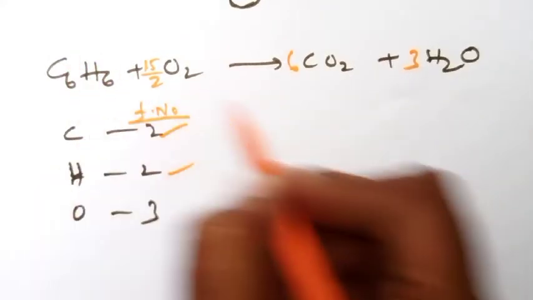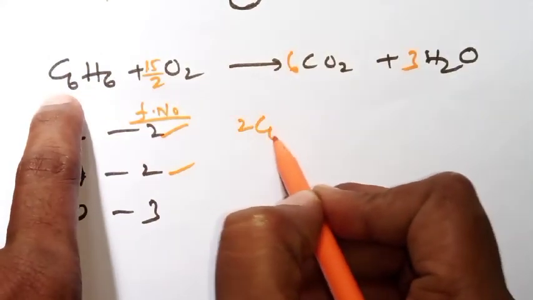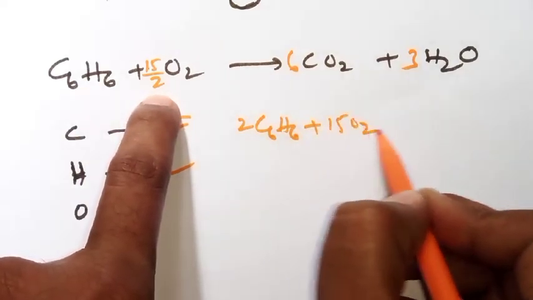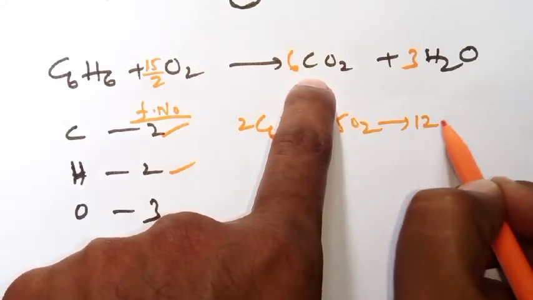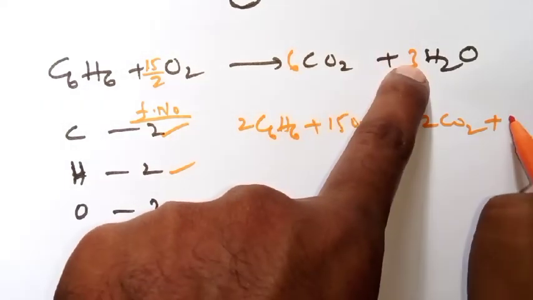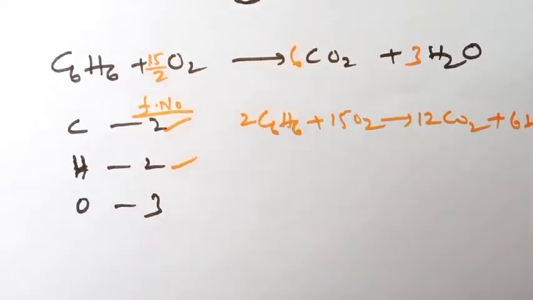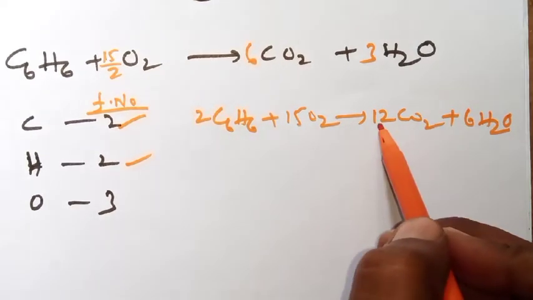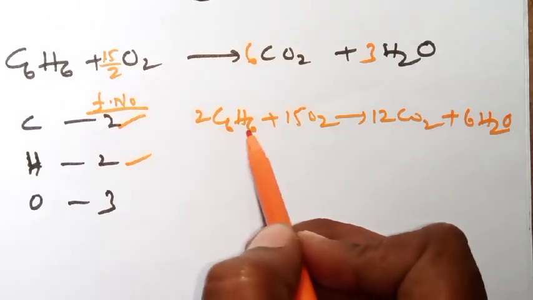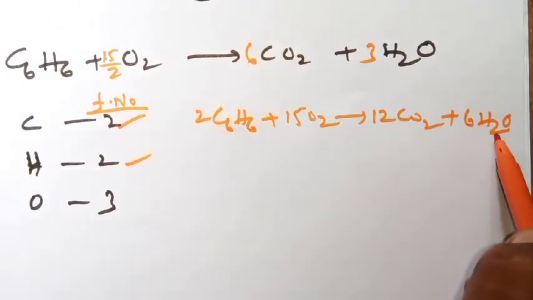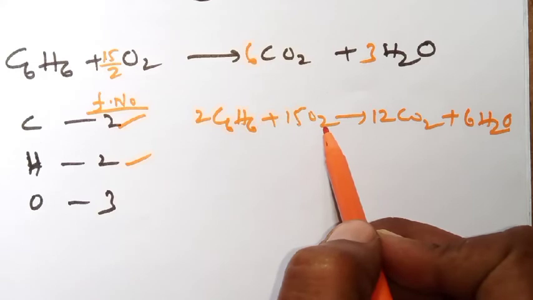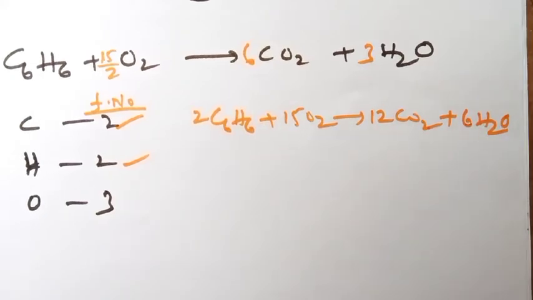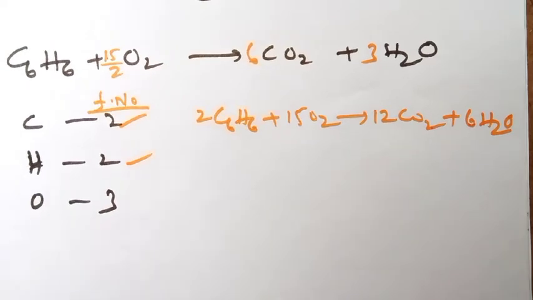Then what will we get here? 2C6H6 plus, 2 cancel, then 15 O2 gives 2 into 6, 12 CO2 plus 2 into 3, 6 H2O. See there, now this is the balanced equation. Is it clear? 2 into 6, 12 carbons, 12 carbons. 2 into 6, 12 hydrogens, 6 into 2, 12 hydrogens. 15 into 2, 30 oxygens, 12 into 2, 24 plus 6, 30 oxygens. Is it clear? So this is a very simple way.